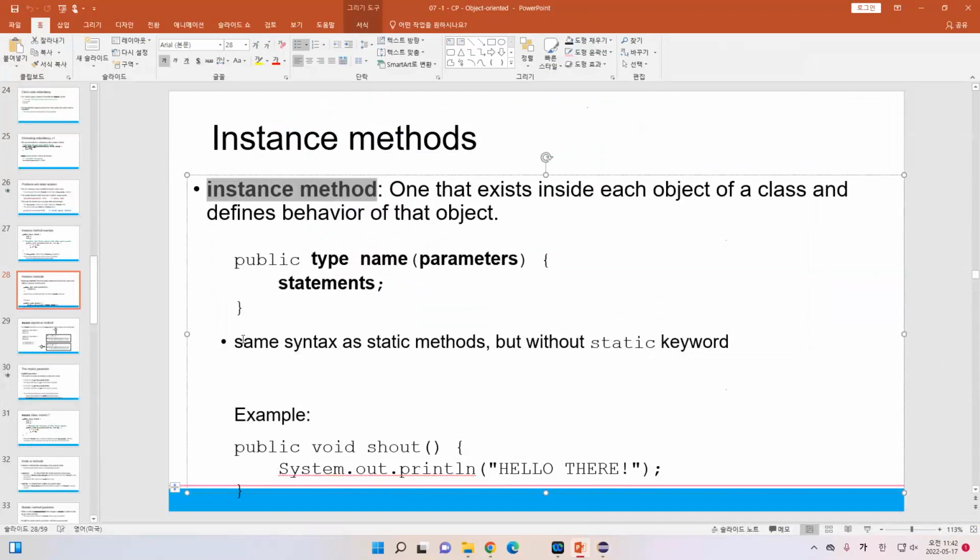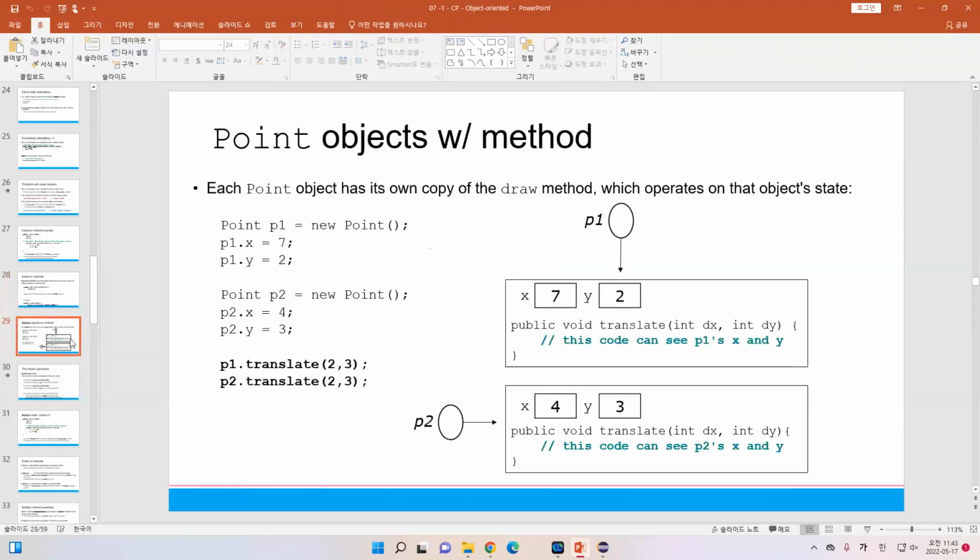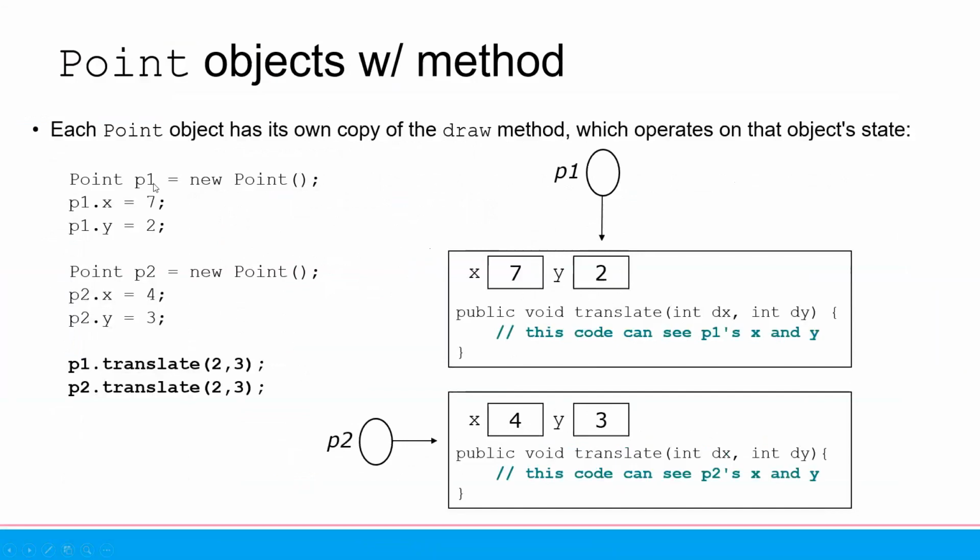The syntax is the same, only without the static. So we can define the public, type and name. What is the data type and what is the name of the method? And then you can include the parameters. You can have one parameter, you can have multiple parameters, you can use an array for the parameters, and so on. If you have the point objects without a method, you can see that this is the way to design it.